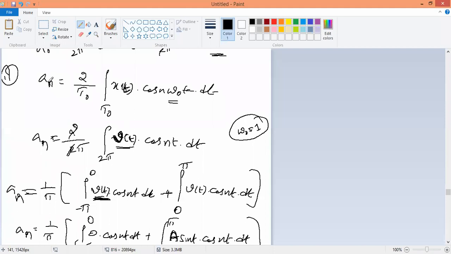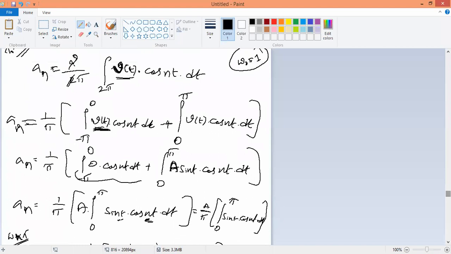an equals, we already know the formula. What is the equation of an? an formula: 2 by T naught integral of x of t into cos n omega naught t dt. Here T naught equals 2 pi and omega naught equals 1. Substitute the values: 2 by T naught, where T naught is 2 pi, integral over 2 pi of v of t. Now the signal is v of t, omega naught equals 1, cos nt dt.